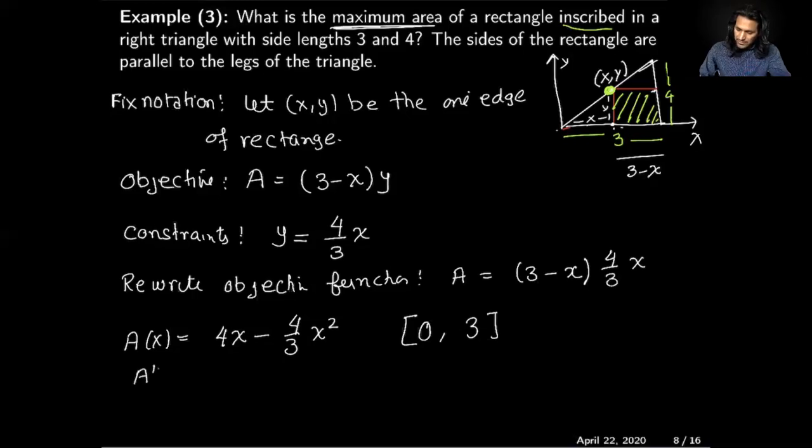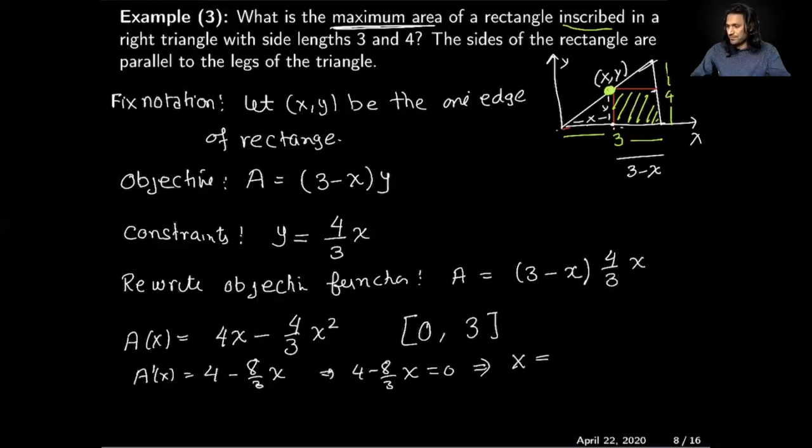If I calculate the derivative of this function, it is 4 minus 8/3 x. When we set that equal to 0, 4 minus 8/3 x equals 0, it gives me x. I take the 4 to the other side and divide by 8/3, so that cancels to 3/2. So my x is 3/2.